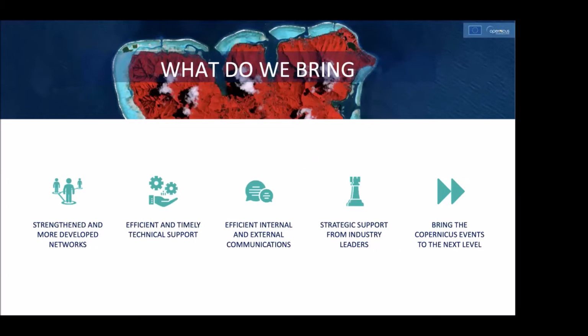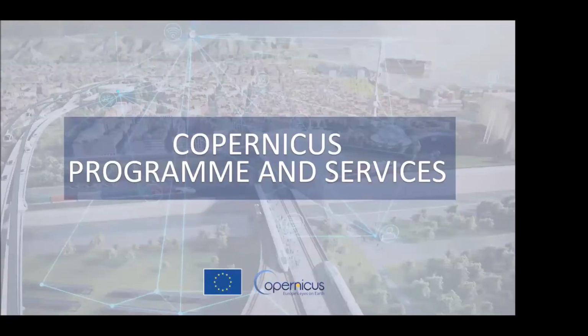As I said, the goal of the CSO is about developing and strengthening networks, providing technical and efficient support, and communications. That's important, as you'll see once we start talking about all the information and services that are available. Also looking at strategies to keep Copernicus competitive and a leader globally. And of course, how do we bring Copernicus to events? Here we're doing it through this SIOS class.